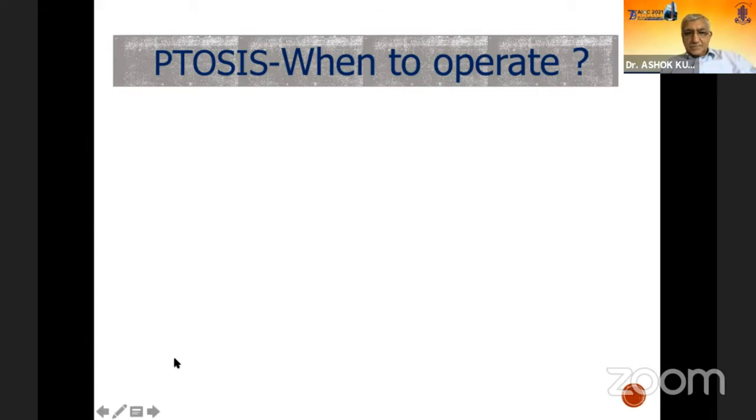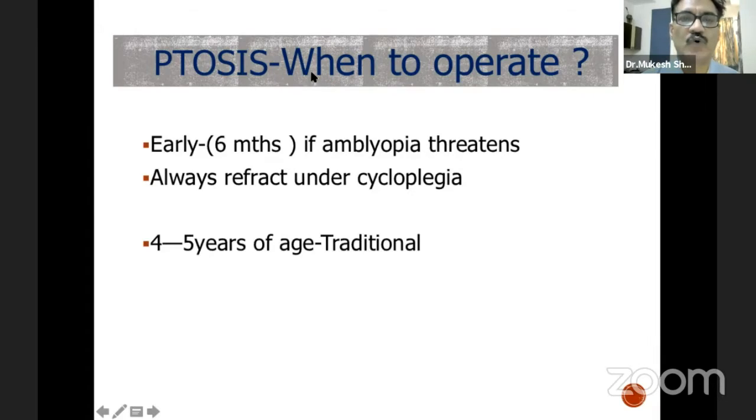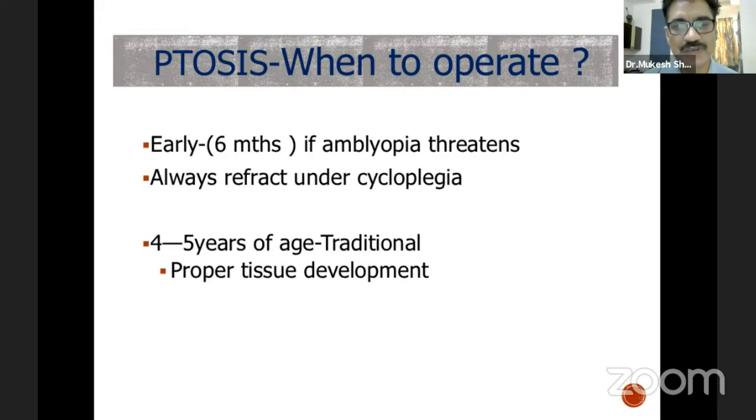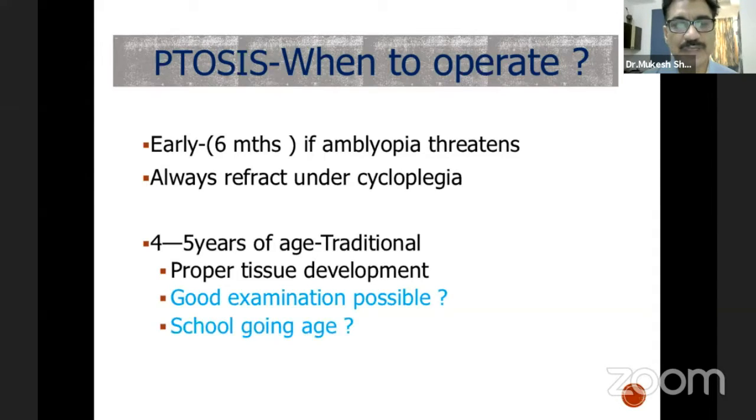Okay, sir. So whenever we receive a patient of congenital ptosis in a child, the most important question is when to operate this particular patient. Our traditional teaching says that a child has to be operated at 4 to 5 years of age, and this age is chosen because at this time we find that tissue development is proper, good examination is possible, and this is the school going age. Though we can have a good examination even earlier also, I think this point is of paramount importance.